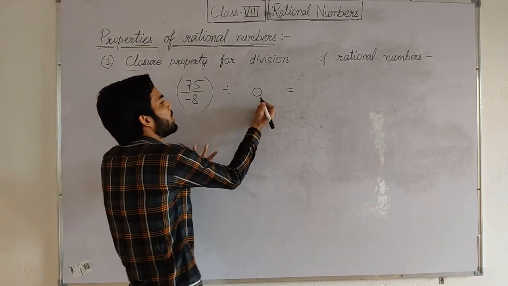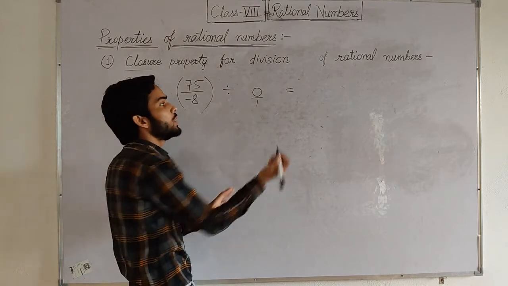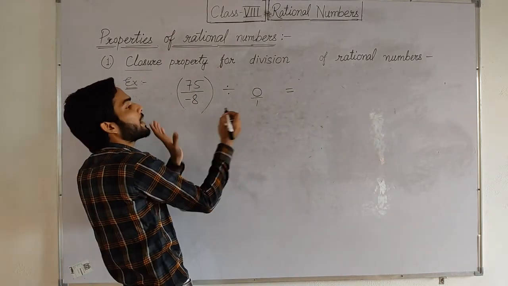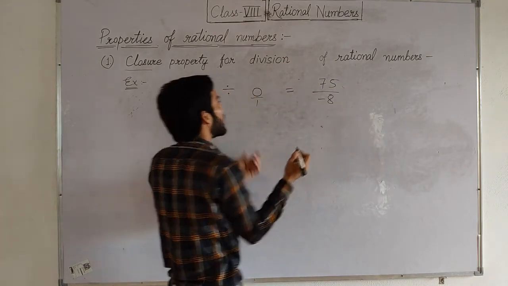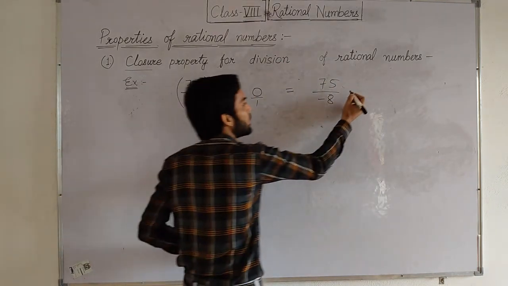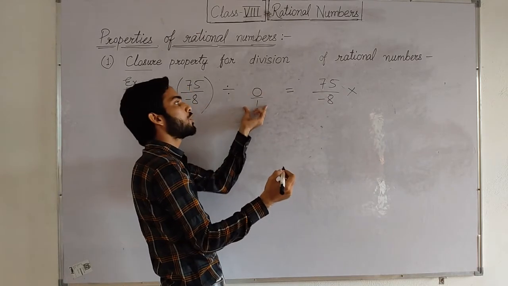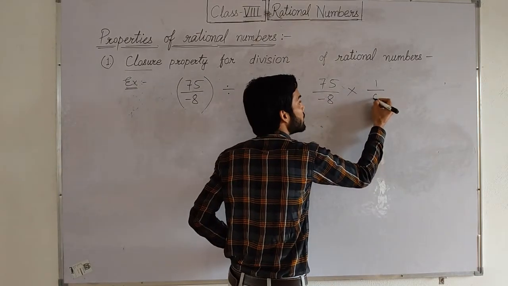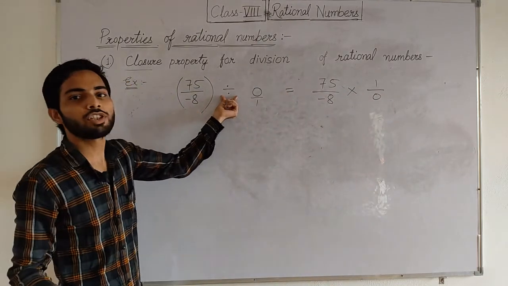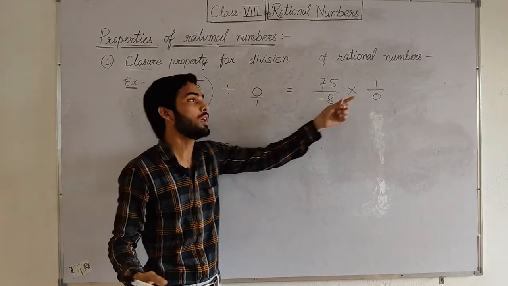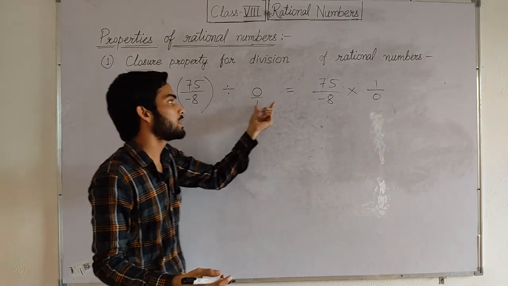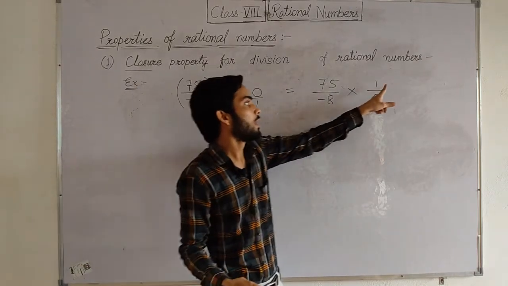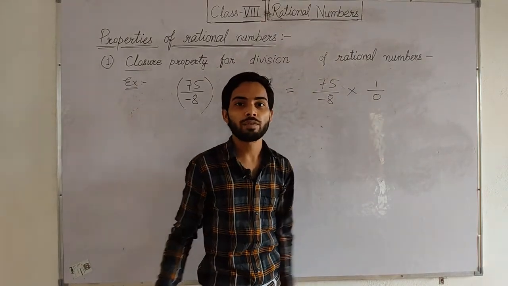So 0 can be written as 0 by 1. So on removing the brackets, we can write it like 75 upon minus 8, and we can replace this division sign into multiplication sign, and we can write this 0 upon 1 as 1 upon 0. When the sign of division is replaced by the sign of multiplication, we will have to take the reciprocal of the second rational number, just as in this case 0 upon 1 is written as 1 by 0. I have taken the reciprocal.